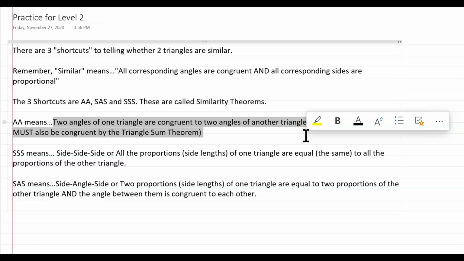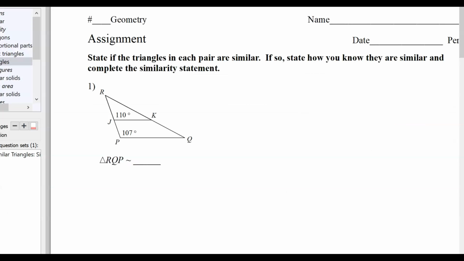Remember, the triangle sum theorem says that if you measure all of the angles on the inside of a triangle, they should add up to 180. They have to add up to 180. So if you know 2 of the angles, you can add them up, subtract them from 180, bam, you can find the third angle. So all we have to do is prove that 2 angles of one triangle are congruent to 2 angles of another triangle. Done. So let's take a look at that.